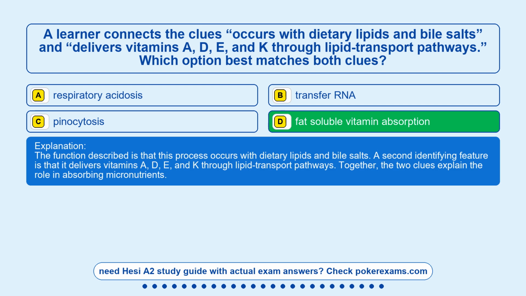The function described is that this process occurs with dietary lipids and bile salts. A second identifying feature is that it delivers vitamins A, D, E, and K through lipid-transport pathways. Together, the two clues explain the role in absorbing micronutrients.